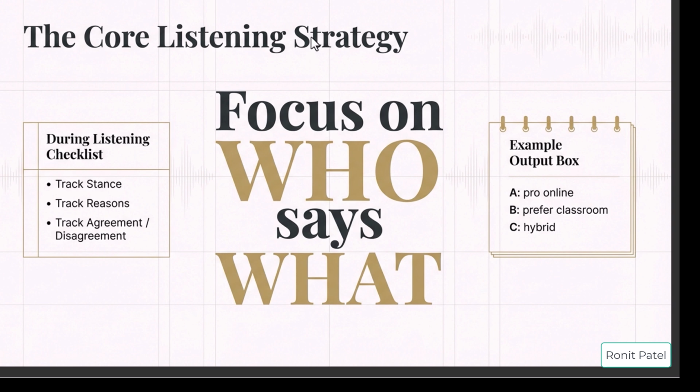You need to have a checklist during listening. The slide gives three key tracking goals. First, track stance. Ask yourself, is the speaker in favor, against, or neutral? Second is track reasons. Every speaker usually gives one main reason and sometimes an example. You don't need full sentences. Capture only keywords, trigger phrases, and core logic.